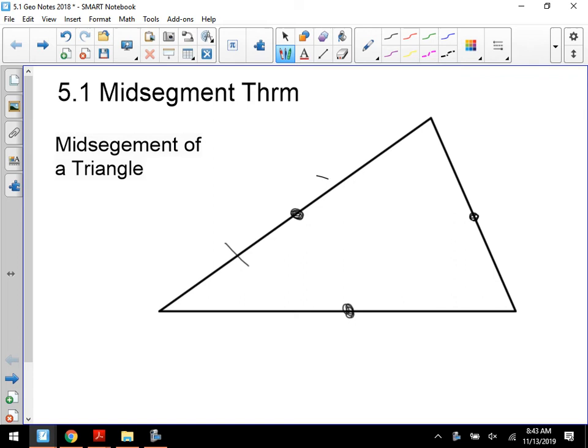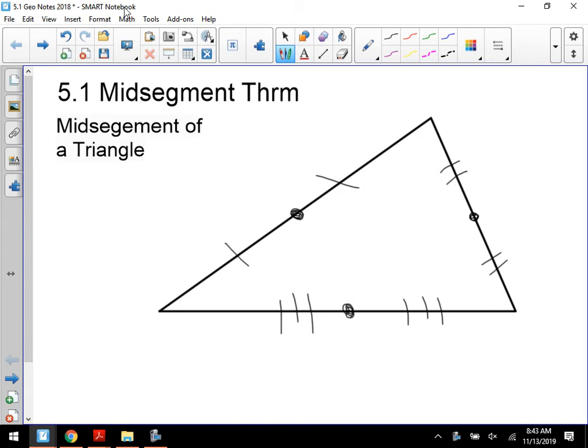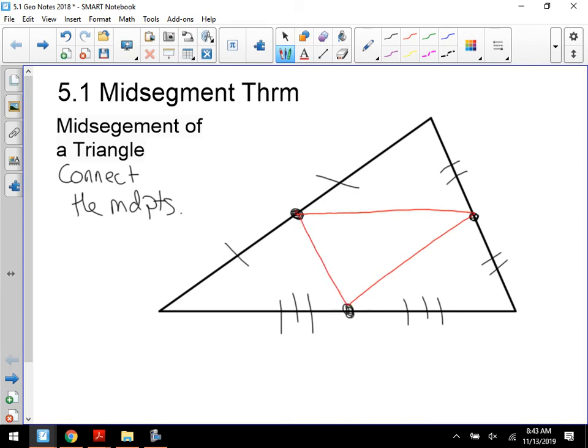Okay? Ladies and gentlemen, mid-segments of a triangle connect the midpoints. Okay? So, like I said earlier, inside of a triangle there are always 3 midpoints, which means there are going to be 3 mid-segments. Okay?